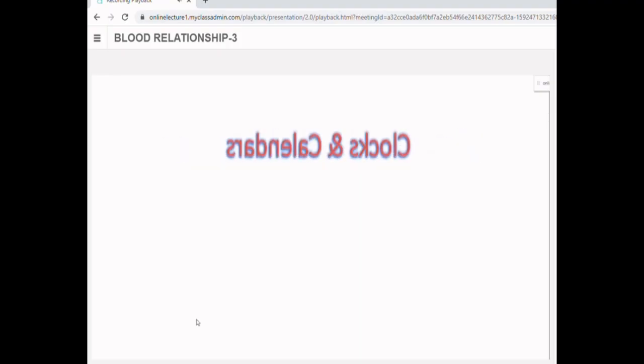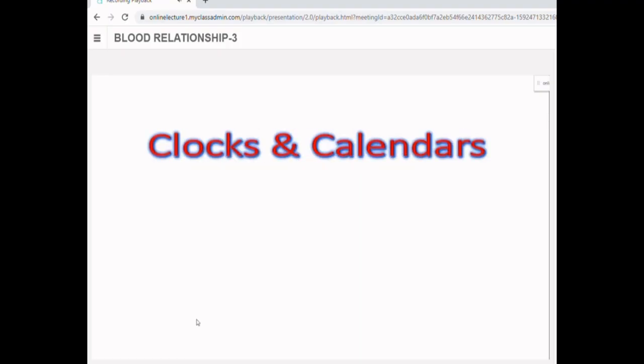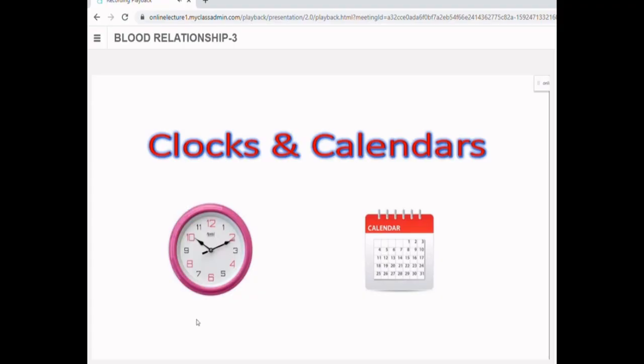Clock and calendar calculation. Dear student, interesting topic. In calendar calculation, you will be given a date, and you will be able to say whether it is Sunday, Monday, any day. Any date will be given to you, and you should tell which day it is. There's some calculation, and I'll show you how to do it. So clock and calendar is your new topic.